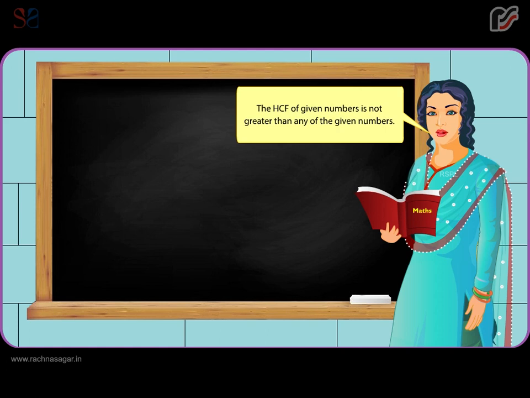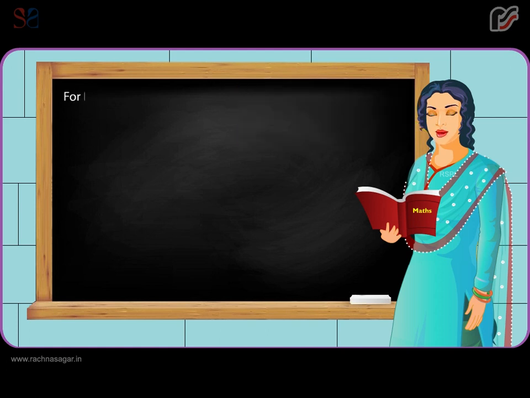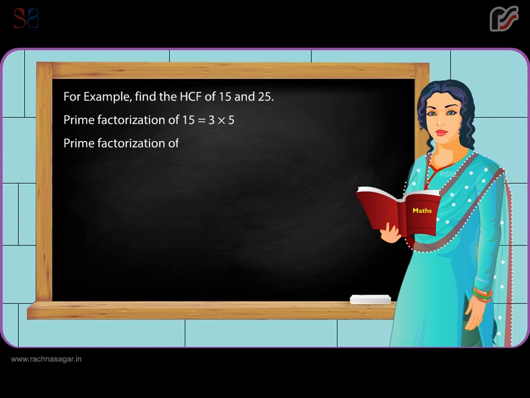Properties of HCF and LCM of given numbers. The HCF of given numbers is not greater than any of the given numbers. For example, find the HCF of 15 and 25. Prime factorization of 15 is equal to 3 multiplied by 5. Prime factorization of 25 is equal to 5 multiplied by 5. Common factor is equal to 5. Thus, HCF is equal to 5. Here, 5 is smaller than 15 and 5 is smaller than 25.